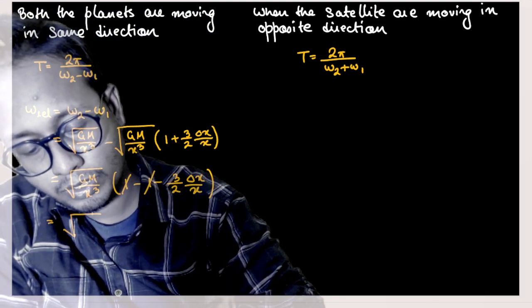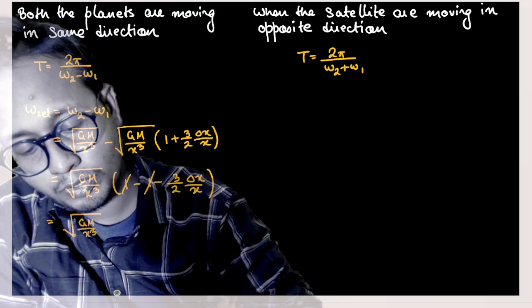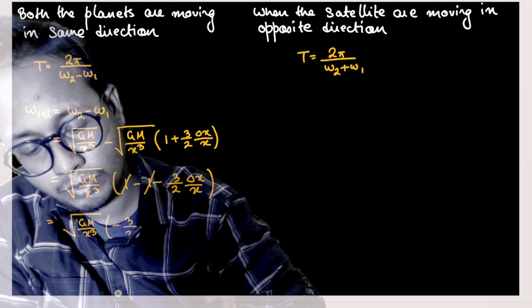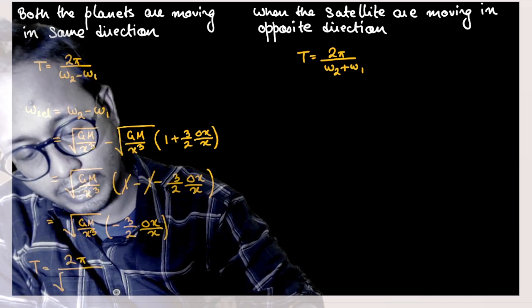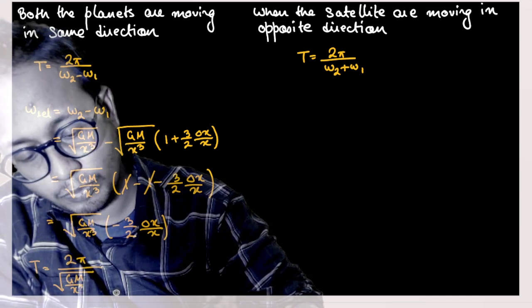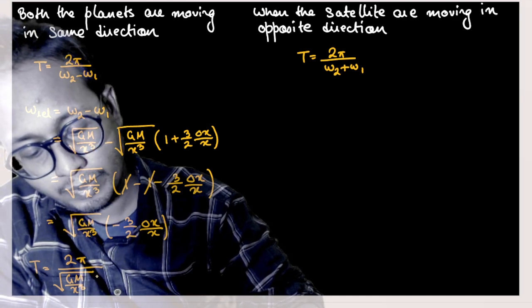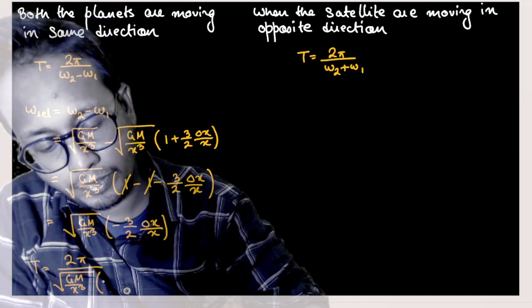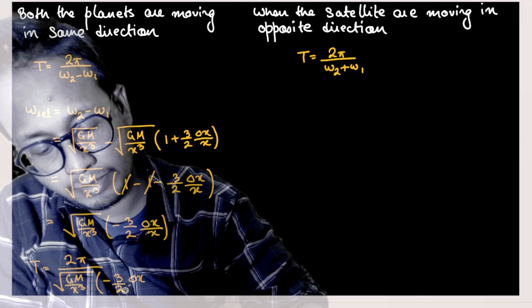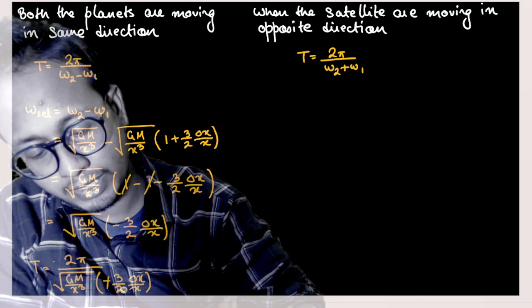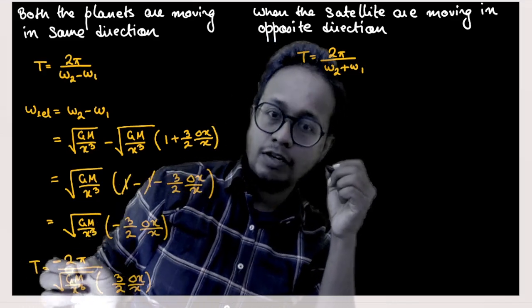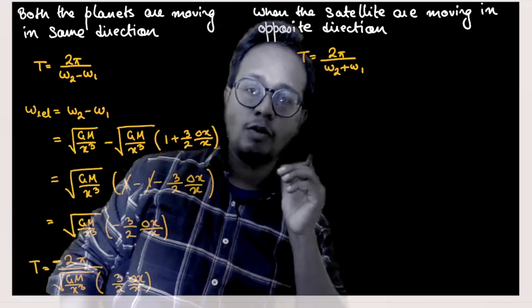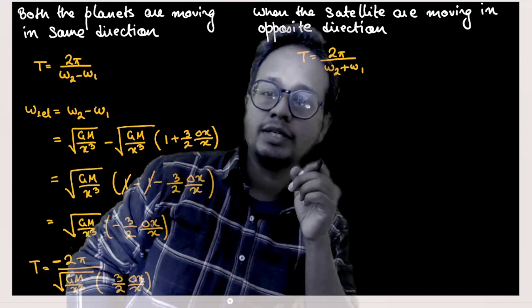So it would be nothing but under root of GM by x cube into minus 3 by 2 delta x by x. The time period will be 2 pi by omega relative, where omega relative is nothing but under root of GM by x cube into minus 3 by 2 delta x by x. This minus I'll send out here. The negative in the time period is nothing but because I have taken the direction of angular velocity to be in the opposite direction. Understood? Do not worry about the negative here.